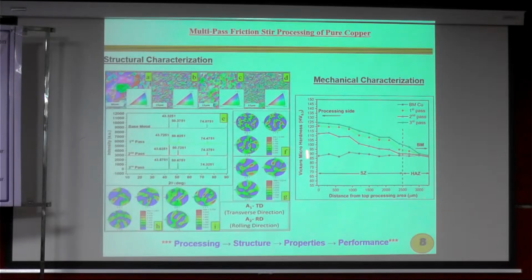Then coming to the hardness measurement, we have taken the sample for hardness measurement across the specimen. From top to bottom, we have measured. You can see the base material, in red and black color, has an almost steady profile of hardness variation. But by doing the number of passes, first pass, second pass, third pass, the hardness is increasing. The third pass shows superior hardness compared to the previous passes and the base material.